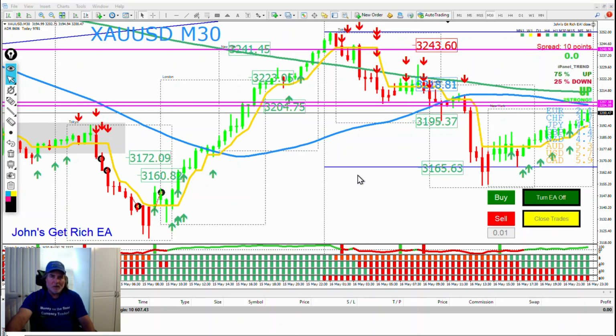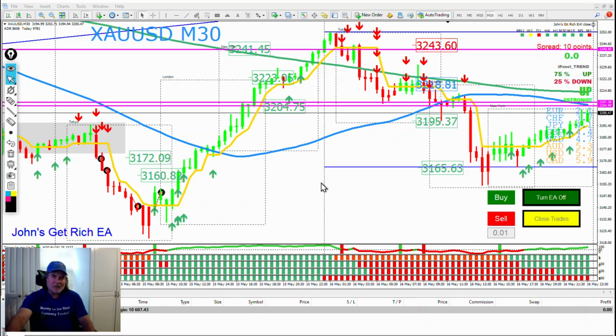Now, the second one you want to look for is you always want to make sure that the candle is above the golden trend, which is this gold bar. If it's above the golden trend, you're buying. If it's below the golden trend, you're selling. So those two things right there will help you make much more money.